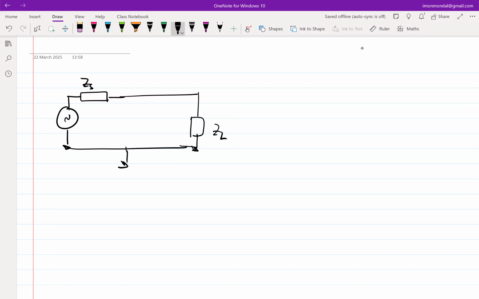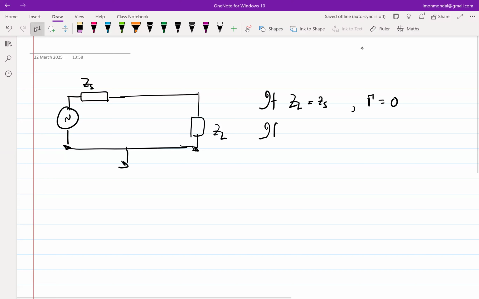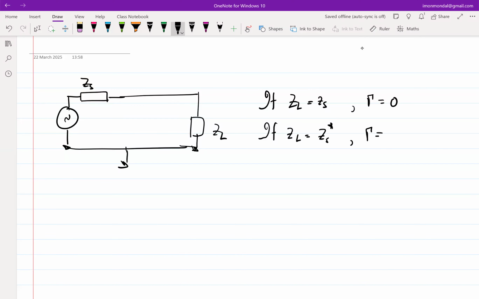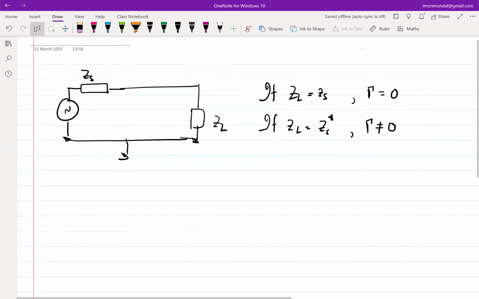So in this case, if ZL is equal to ZS, then gamma is equal to 0, and you have reflection match. Okay. And in that case, you go ahead and do your analysis just the way we did. But if ZL is equal to ZS star, then clearly gamma is not equal to 0. In fact, we can figure out what this will be.